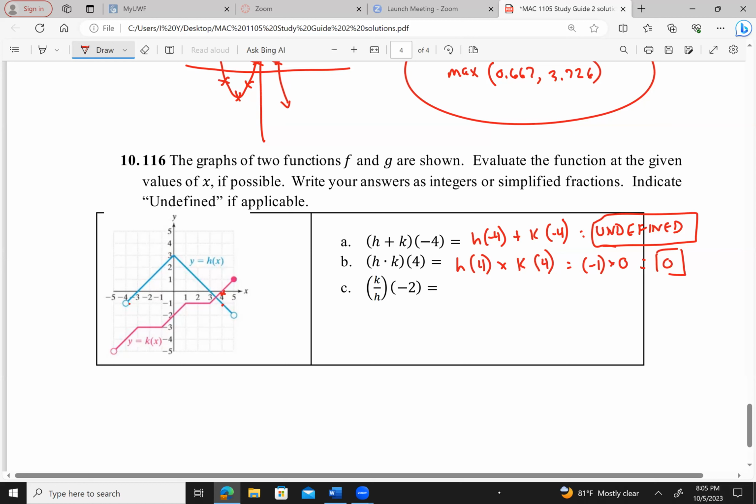And lastly, I have k of -2 divided by h of -2. K of -2 is right here at -3. H of -2 is right here at 1. So we have -3. And that is it.